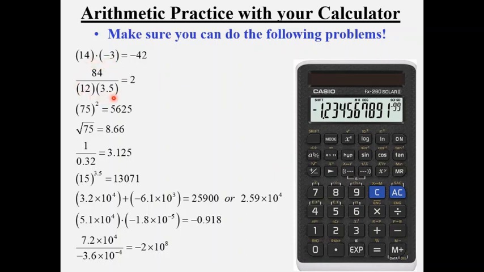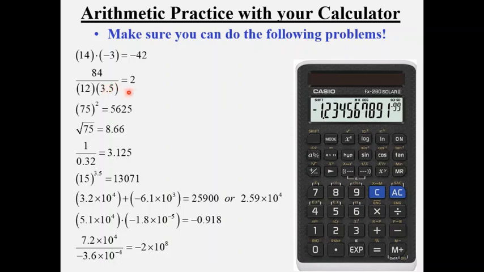This is another one that a lot of students make mistakes with. If you have the expression 84 divided by 12 times 3.5, all down here in the denominator, do this on your calculator and make sure you get the correct answer of 2. A lot of students will type in 84 divided by 12 times 3.5, and that is not correct. The correct way to do this on your calculator is 84 divided by 12 divided by 3.5, or use parentheses around these two numbers if you're going to multiply them.